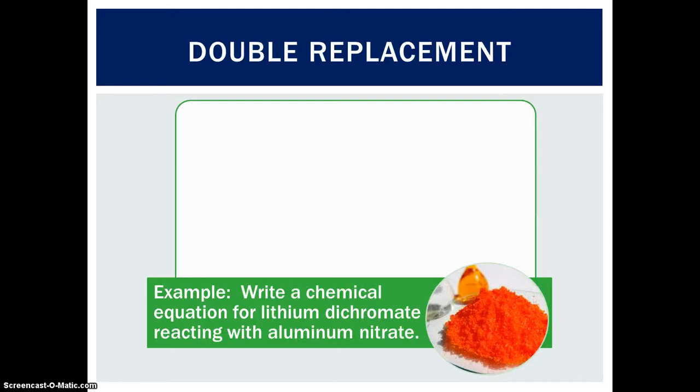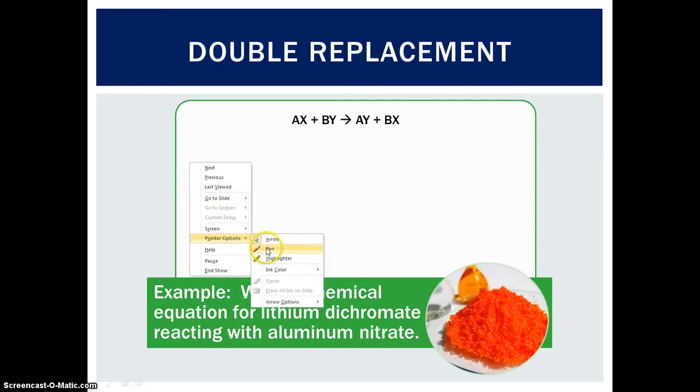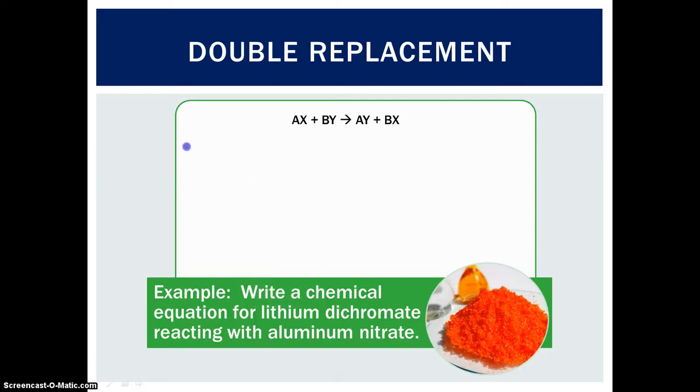Alright, next one. Write the chemical equation for lithium dichromate reacting with aluminum nitrate. So lithium dichromate. Lithium is a metal, so it would be an ionic compound, Li+, and dichromate ends in -ate, so it's a polyatomic ion. You find it on your sheet, Cr2O7 2-. When I swap and drop, I end up with Li2Cr2O7.